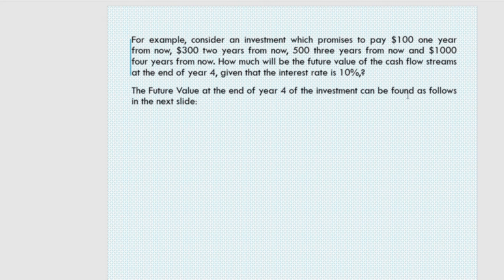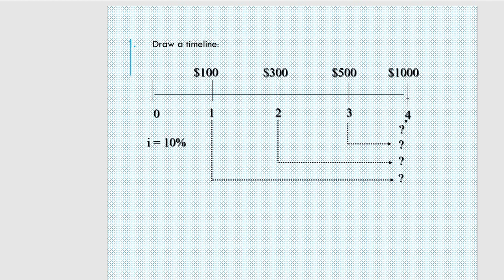Now, interest rate is 10% there. So in year 1, we receive $100, year 2, 300, year 3, 500, and then the 1,000 in year 4. So how much is this worth at the end of year 4? You'd note that in year 4, it is worth 1,000 because 1,000 is already in year 4. So 1,000 is worth 1,000 in year 4.